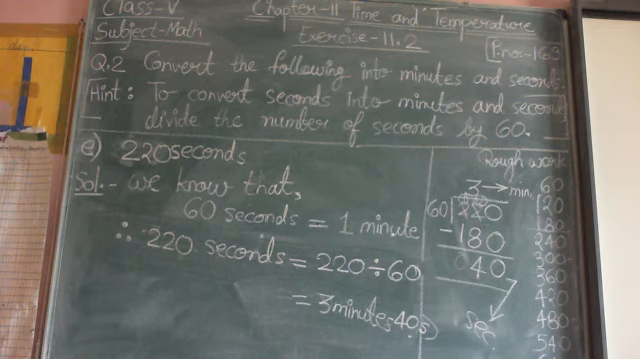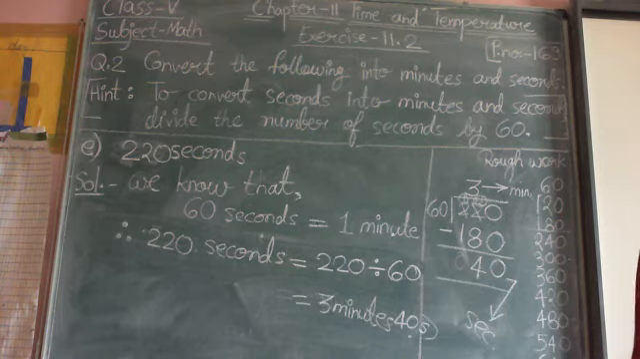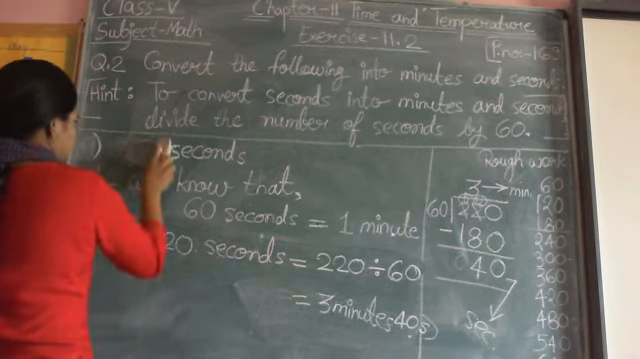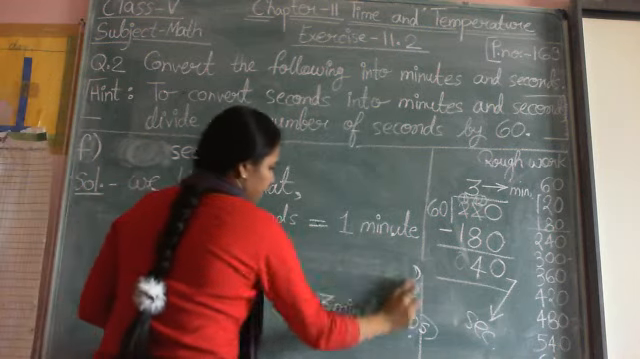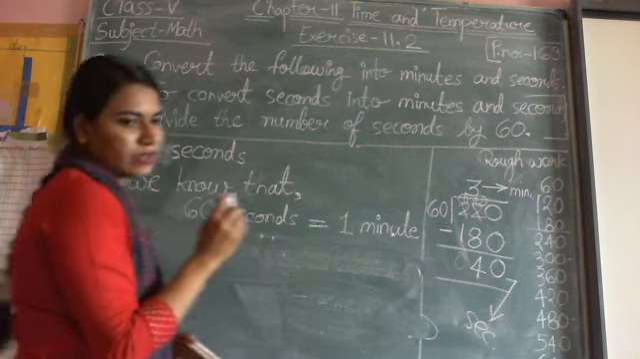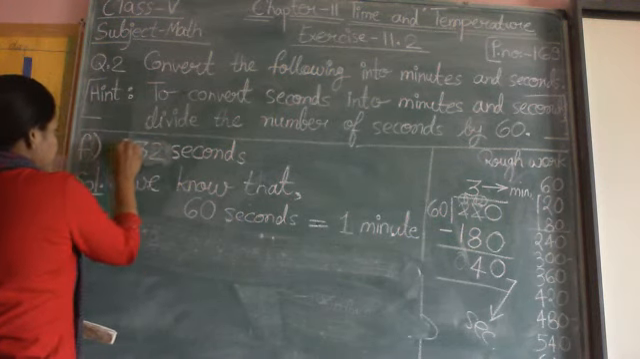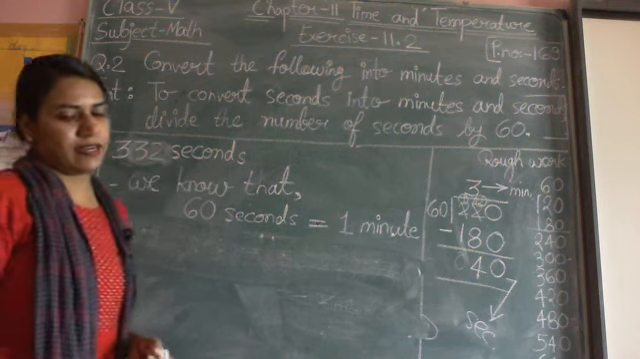Okay, now let us solve F. In question number F, the given number is 332 seconds. Now we will convert 332 seconds into minutes and seconds.